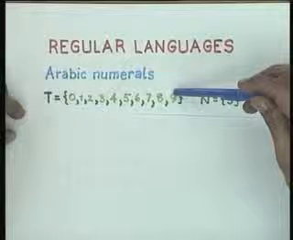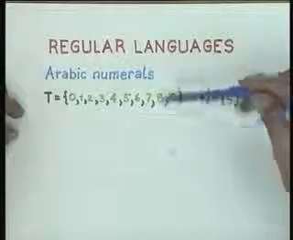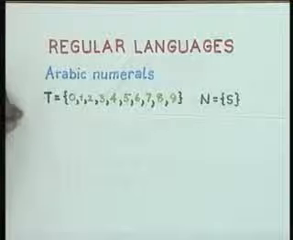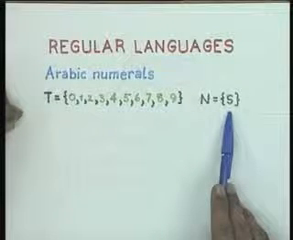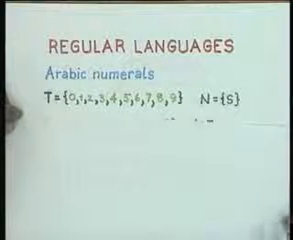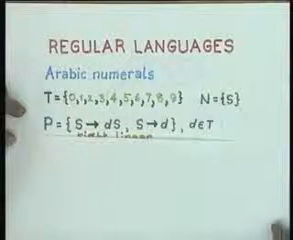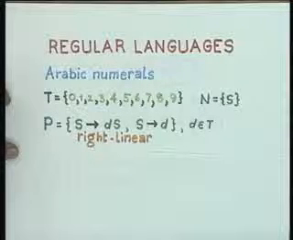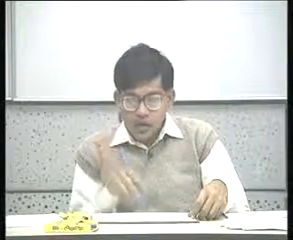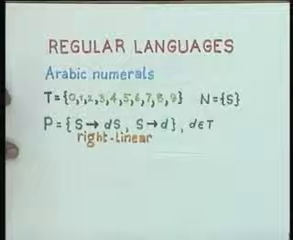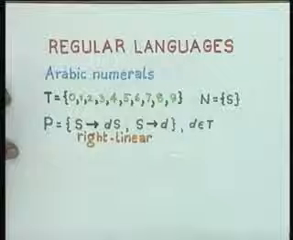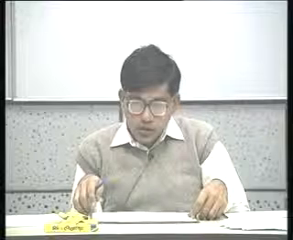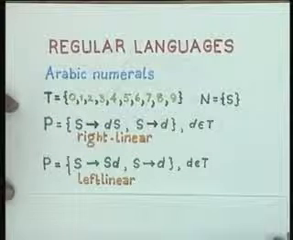The terminal set is the set of all possible digits that you have. I'm considering representation in decimal, so 0 to 9, and I require just one non-terminal symbol S, and I have just the following productions. S can be replaced by a digit followed by S again, or S can be replaced just by a digit. It's a very nice and simple grammar. This is a right linear grammar, and the corresponding left linear grammar which is equivalent to it is this.